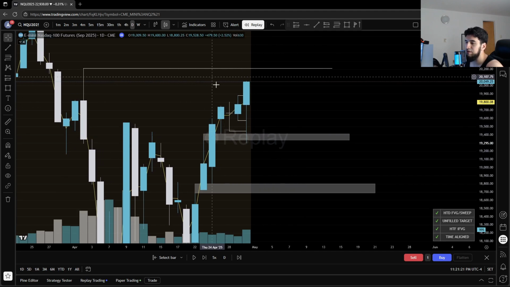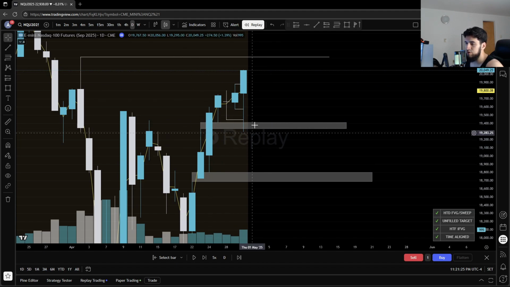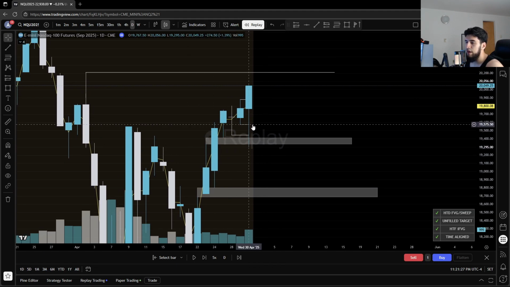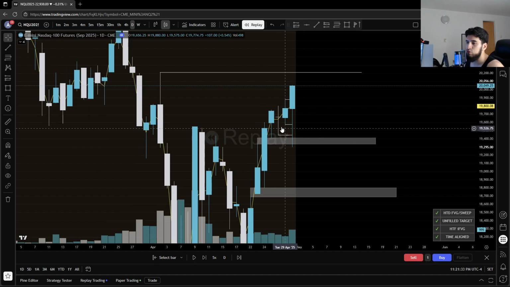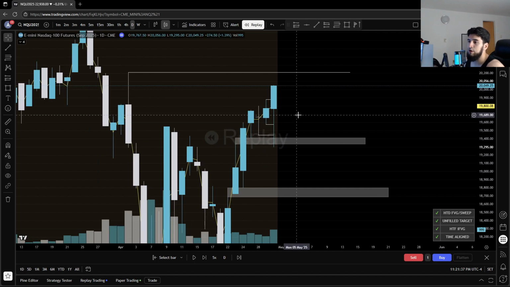So what happened in this area? We pretty much rebalanced to the internal range liquidity, which is this daily fair value gap, and we took out the previous day low and previous few days lows. And now we were starting to respect this daily fair value gap. So where are you expecting price to head later? In my opinion, now we're very bullish.